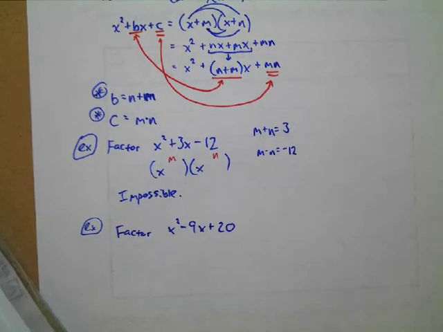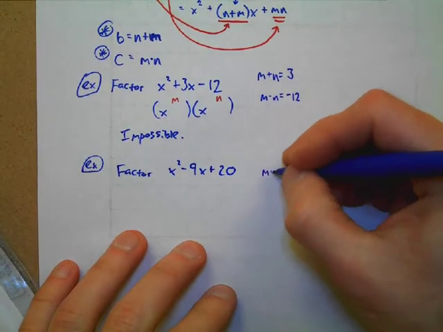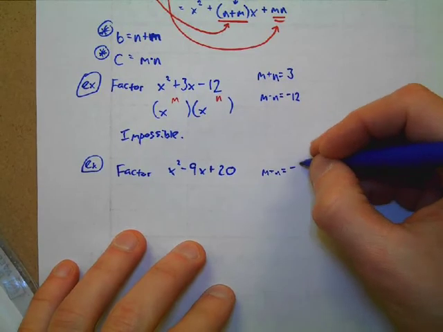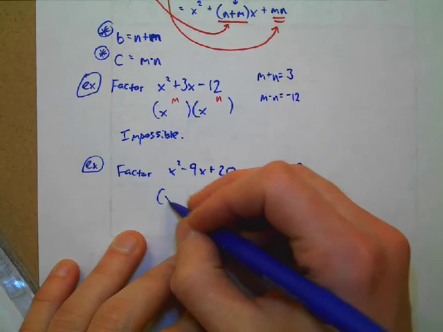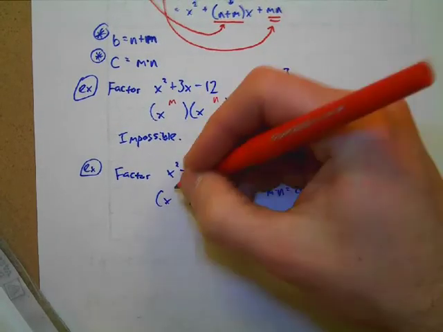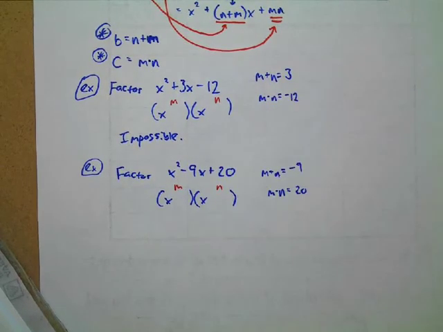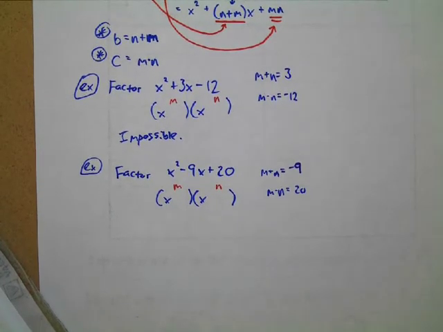All right, this one will factor. So again, we want two numbers that add to -9, but that multiply to 20 here. So take 30 seconds and think about what two numbers multiply to 20 and add to -9.